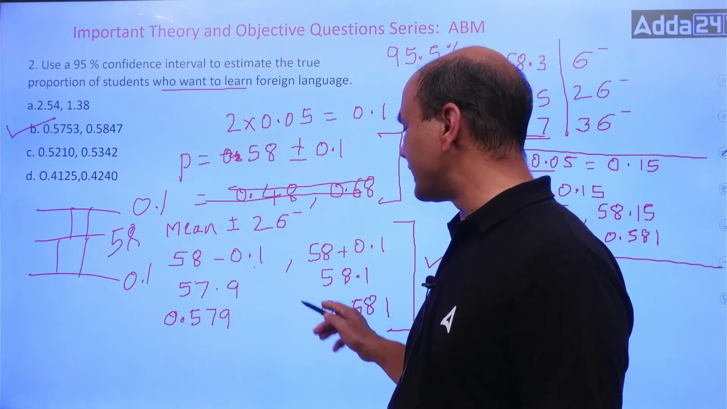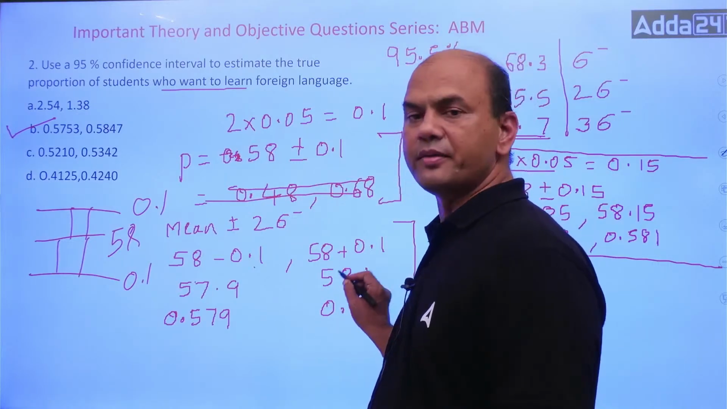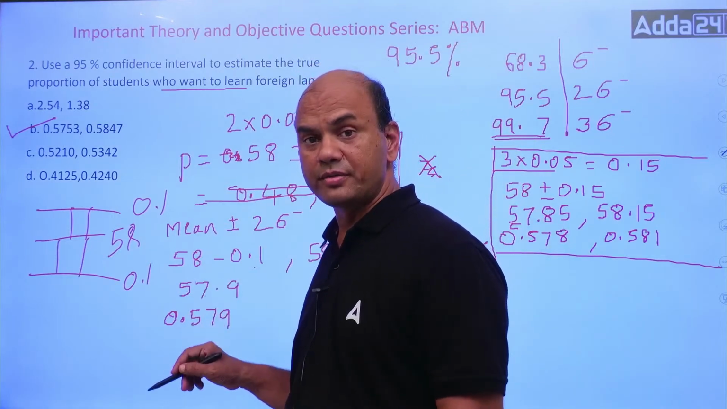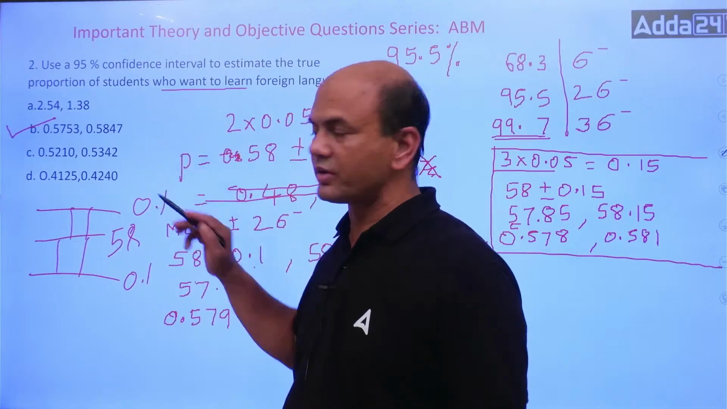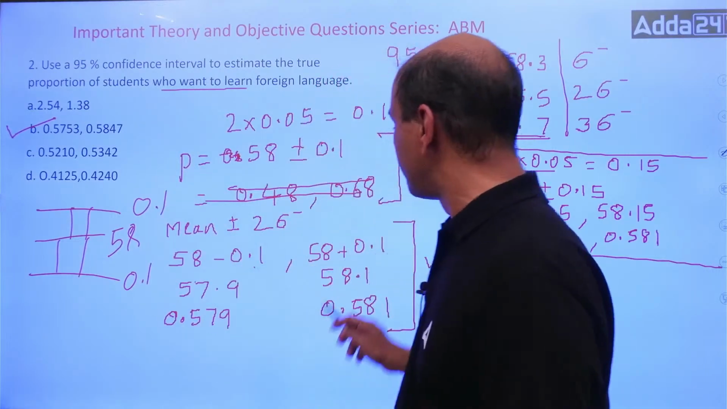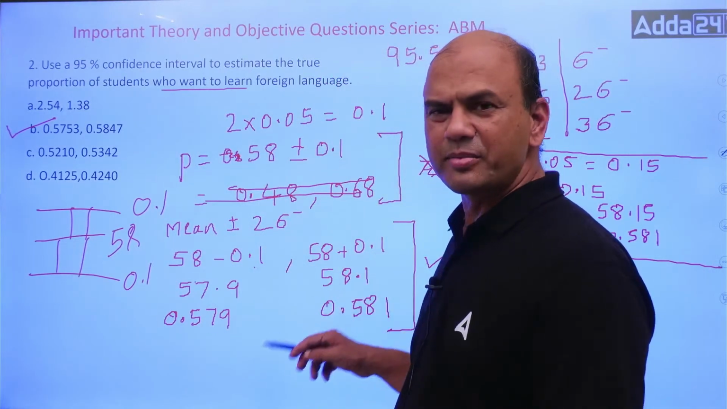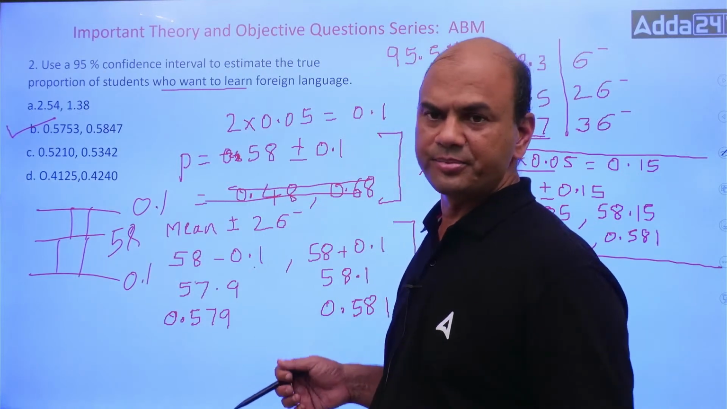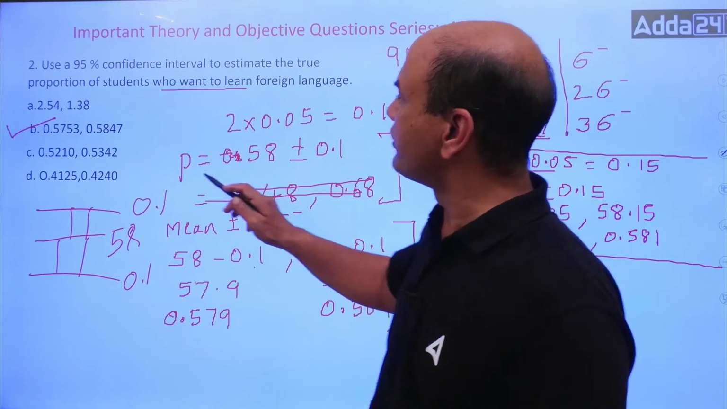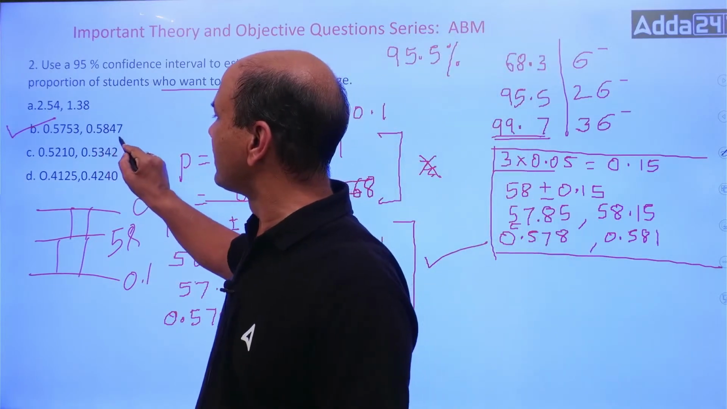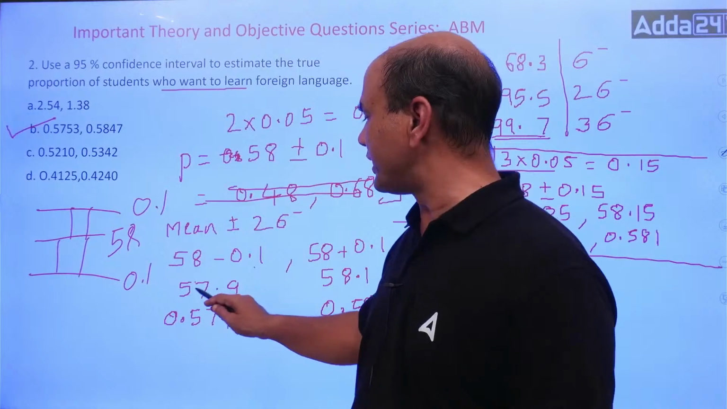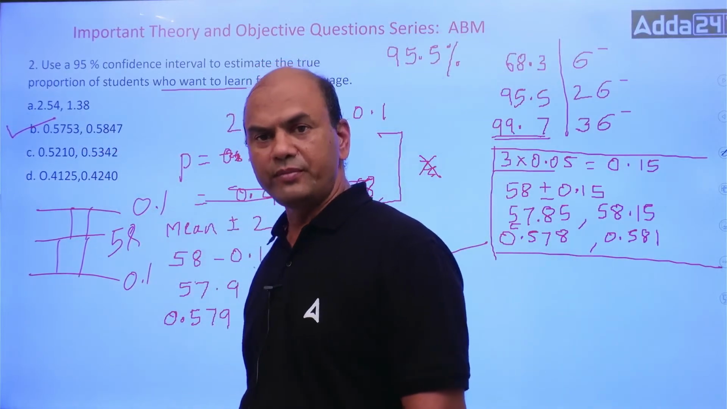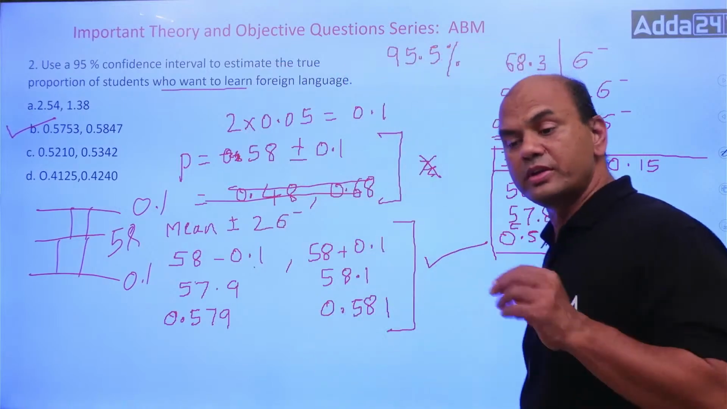This is known as maxima, and this is known as minima. You'll see one of the answers will be there. 58 you can divide by 100, because generally in probability and statistics we divide by 100. So it is 0.58. Where is 0.58? Look at this, maxima. And minima is 0.579 something. So this is how you will be solving the problems.